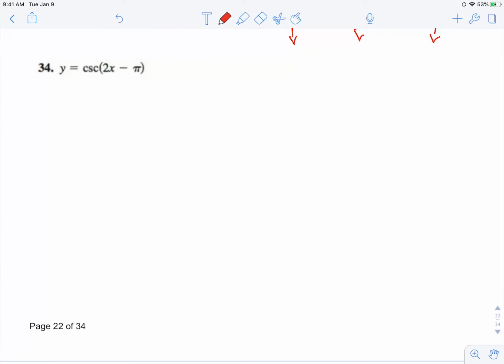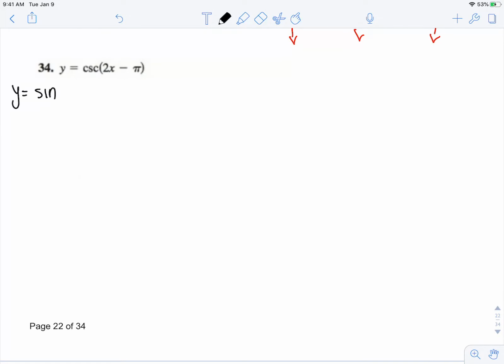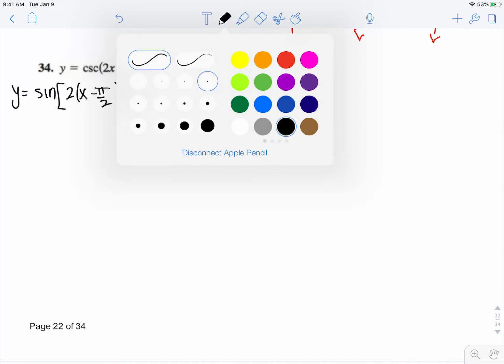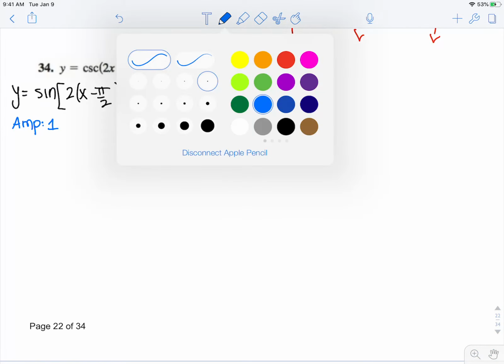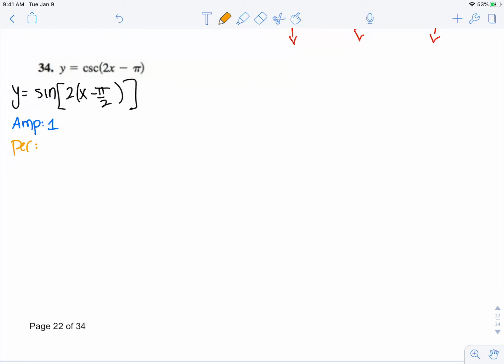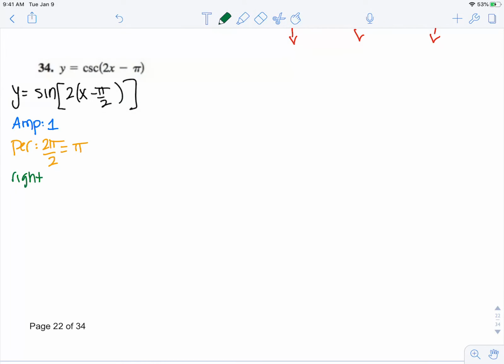All right, here's our last example for the night. We're graphing cosecant. So that's connected to sine of 2x minus pi over 2. Notice I factored out that GCF of 2. So I see that my amplitude is 1. My period is 2 pi over 2, which is pi. And we shift right pi over 2.